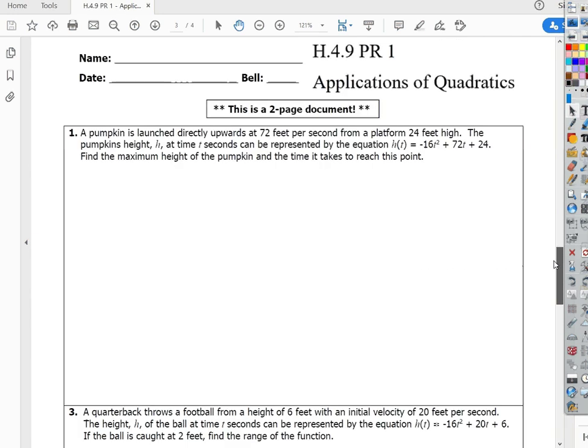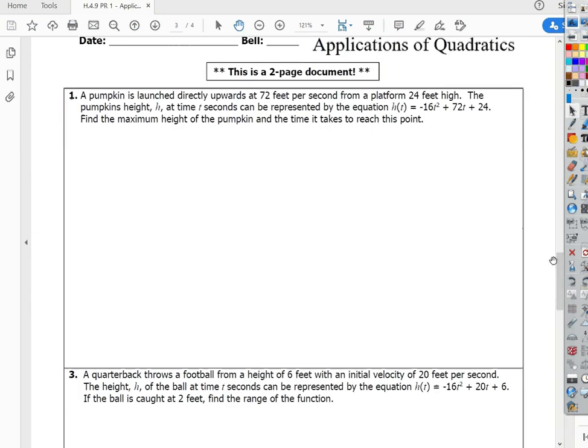How about any of these? Are we okay with these? I'm not going to go through these, but let's just take a quick look at strategies on this. What can you tell me about this? If a pumpkin's being launched directly upwards at 72 feet per second, and this is the model of height as a function of time, and it wants you to find the maximum height of the pumpkin and the time it takes to reach that point, what are you looking for?